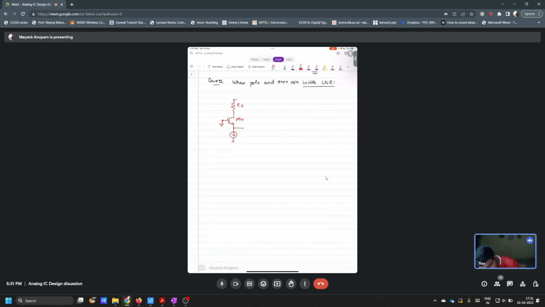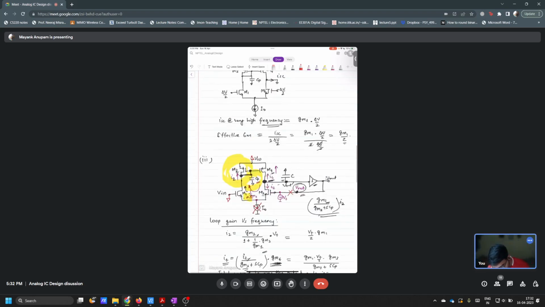What I'm trying to say is that in this particular situation, if you want to find out the looking-in impedance here, R out, it is almost equal to 1 over Gm, as long as this Rd is not equal to infinity. If this Rd is not equal to infinity, then the looking-in impedance here is almost equal to 1 over Gm. And you see that in this case also, at the drain of M1, whatever is connected is not infinity, isn't it?